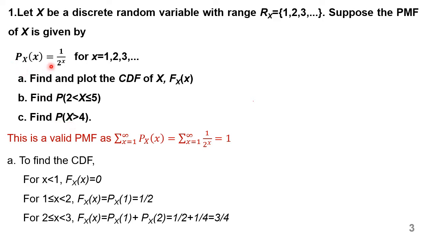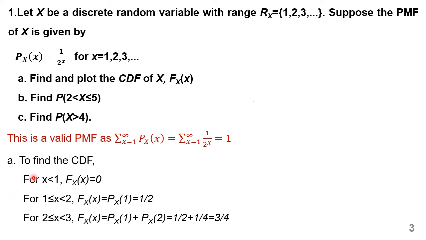Let us first validate this as a PMF function. We know that the sum of all the values, for x varying from 1 to infinity, should be equal to 1. So the summation for x varying from 1 to infinity of Px(x) is equal to the summation for x varying from 1 to infinity of 1 over 2 to the power x. This is a geometric series, so we get this as 1.